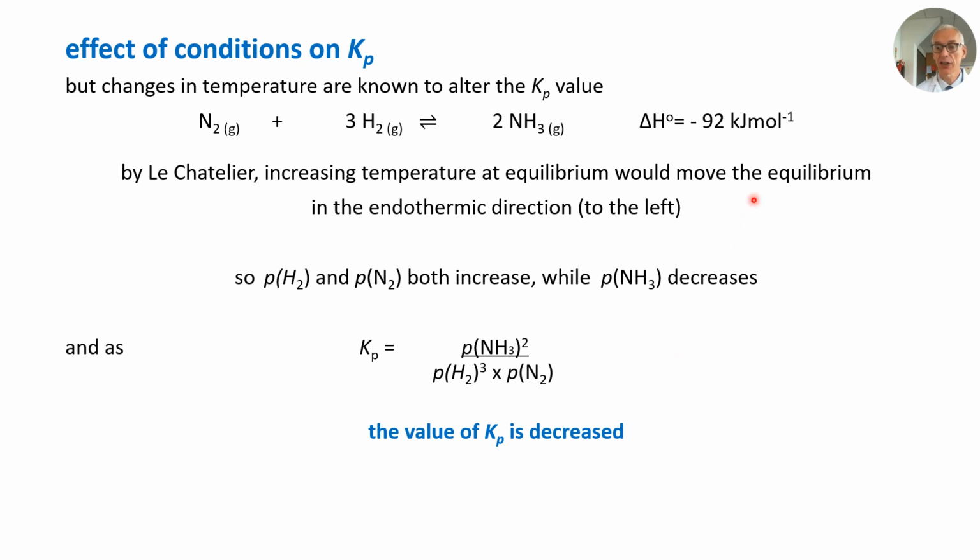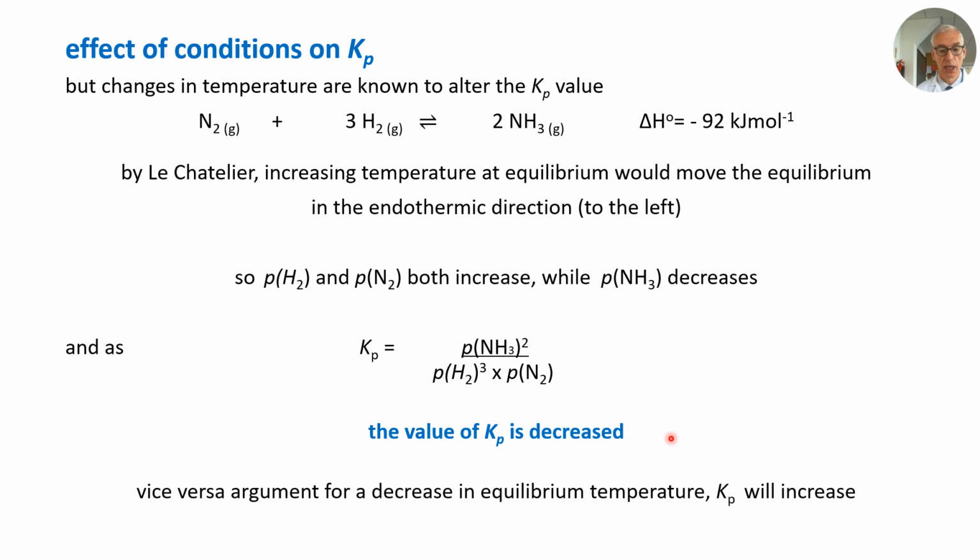So for an exothermic reaction, increasing temperature at equilibrium decreases the value of Kp. A vice versa argument, obviously, for a decrease in equilibrium temperature: Kp would be increased.